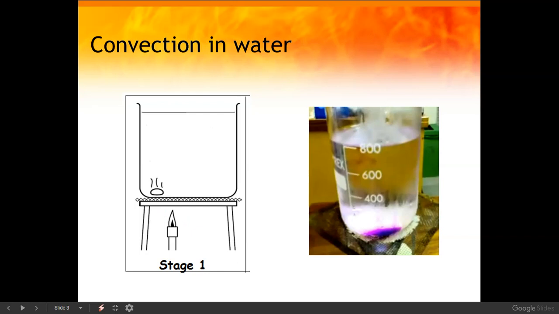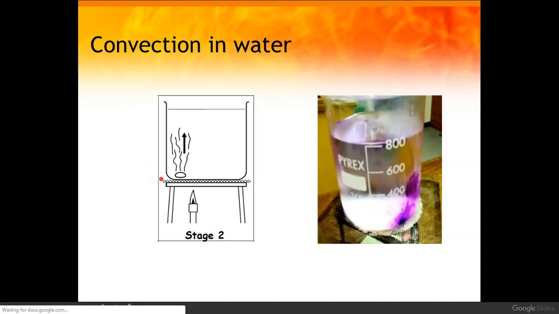And the heat energy is going to be conducted. Remember, we looked at conduction, heat moving through a solid, through the glass bottom of the beaker, and that will start to heat the water. So when the water particles are being heated, they are given more energy, and that makes them less dense, and they're going to start moving upwards. And the cooler part of the water is going to start to sink down the side.